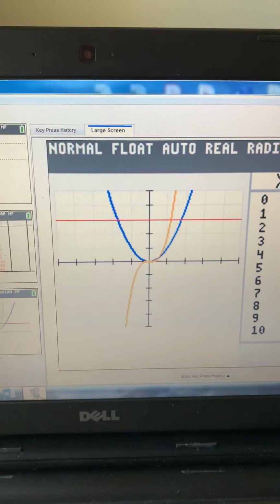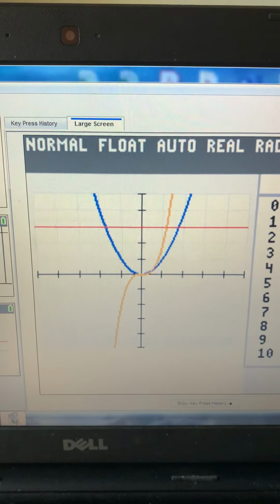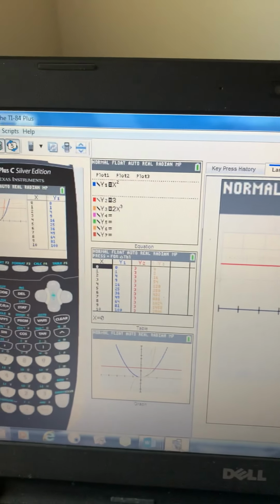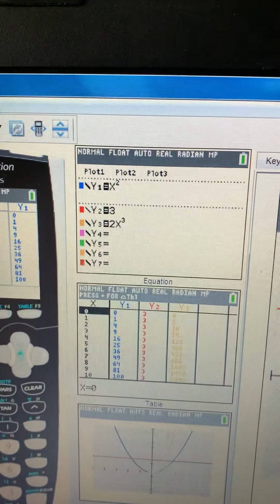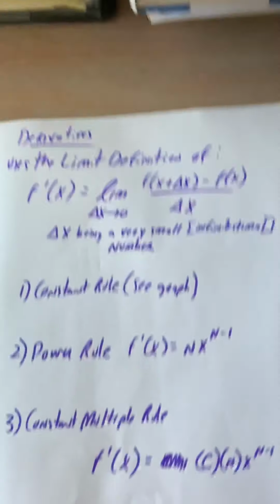If I go to my graph here, you can see that red line there. That is a constant of 3. What's the slope? It's nothing. It's 0. So you can see I put it in there. It's the red one there, y2 equals 3, and we can see it's flat.